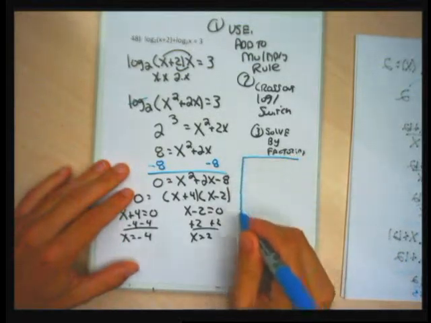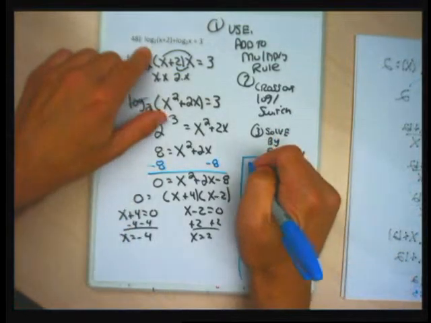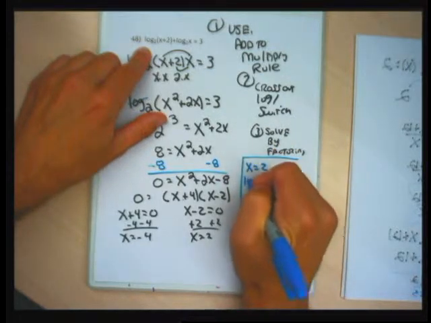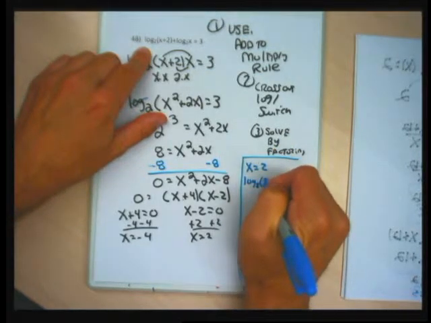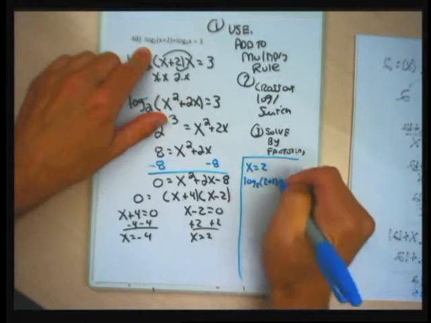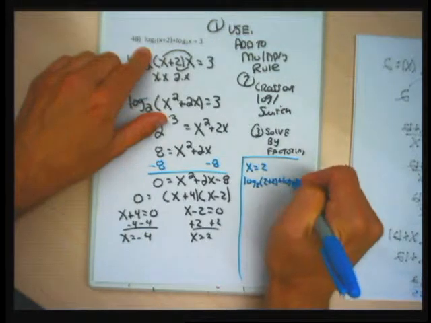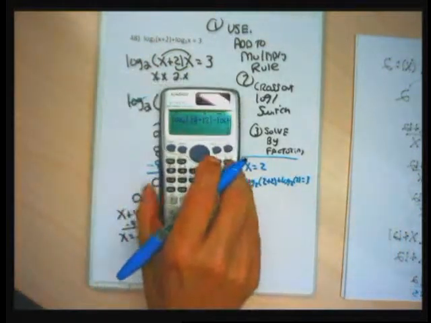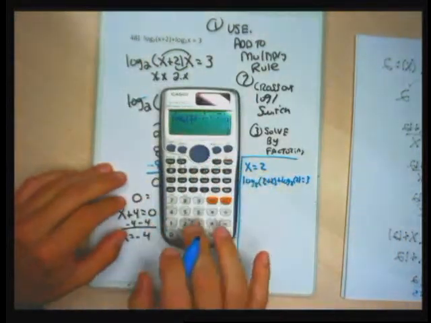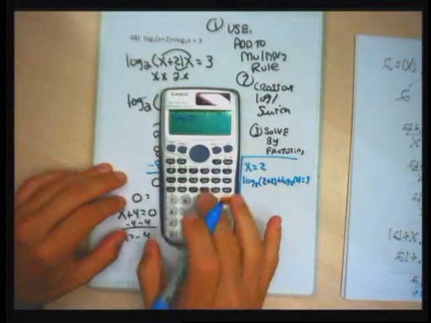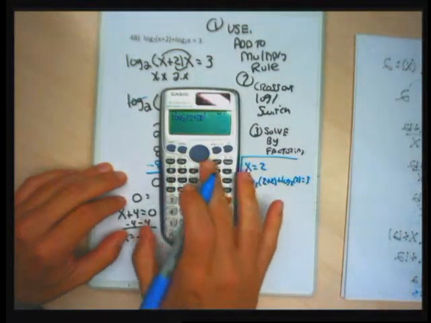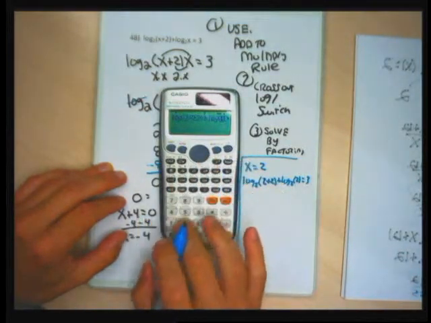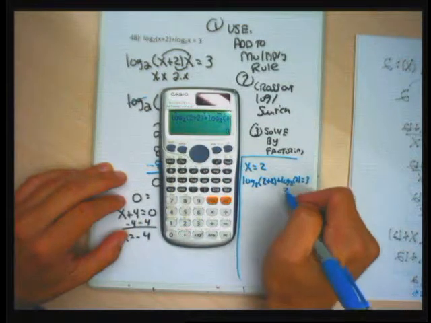When I go to check, I'll check the 2 first. So for x equal to 2, I'll go log base 2 of 2 plus 2 plus the log base 2 of 2, see if that equals 3. That's the one that's going to work, and that's the only one I'm going to put in my solution. So I'm going to go log base 2 of 2 plus 2 plus the log base 2 of 2, and I get 3 equal to 3.